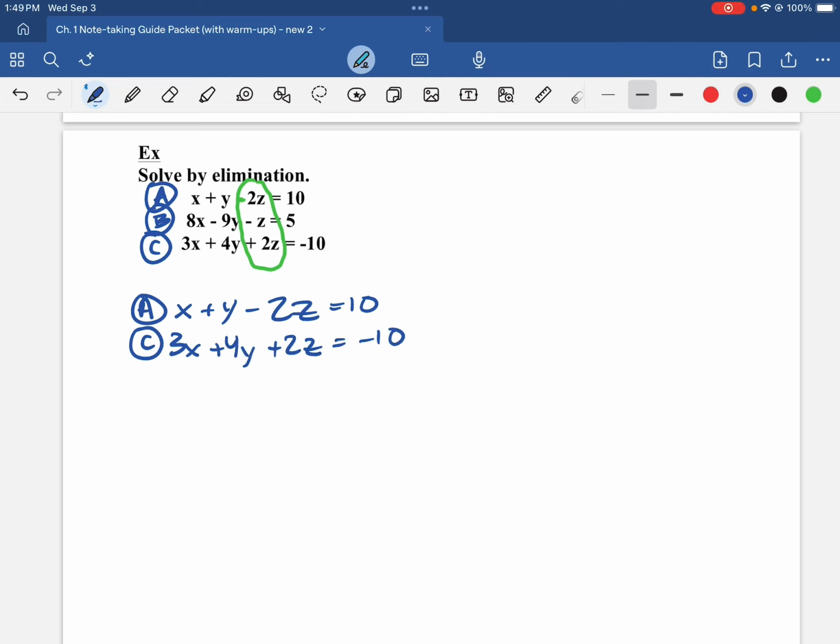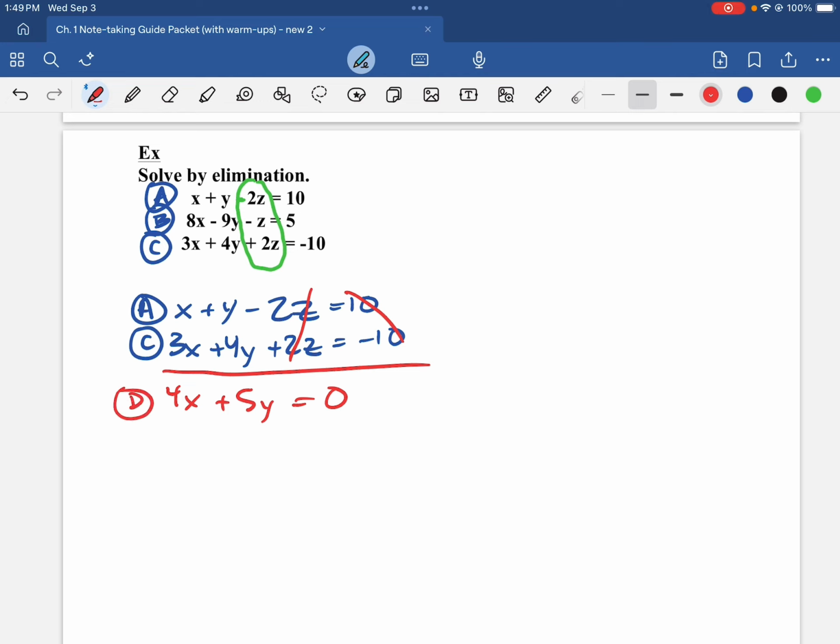Okay, and then let's add these 2 together. The z's will cancel. The 10's also cancel. So I've got 4x plus 5y equals, still have 0 on the right side. So here's one new equation. I'll call this equation D.